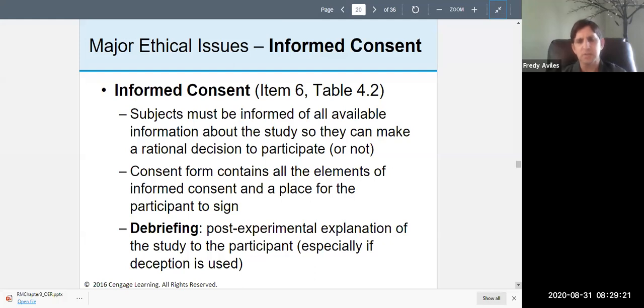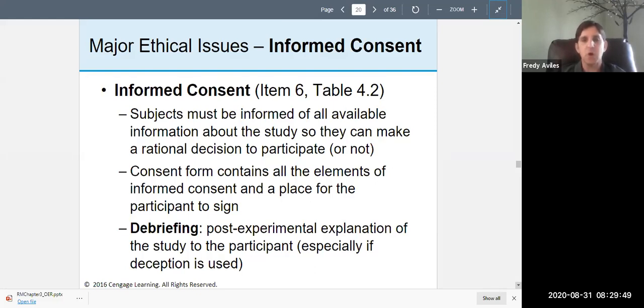But what is informed consent? For informed consent, subjects, or actually they're called participants, must be informed of all available information about the study so they can make a rational decision to participate, or maybe not to participate. They have to make a rational decision, so they have to know what they're getting into. If the information is missing or vague, then it's not really informed consent. They don't really know what they're getting into.